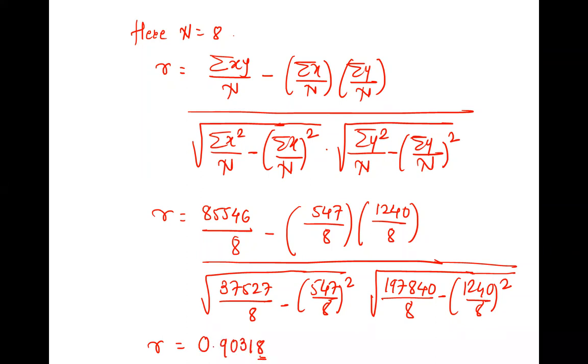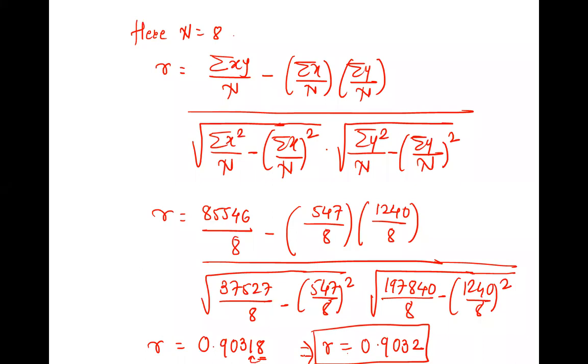0.90318. Because of this 8, it becomes 0.9032. If it is higher than 5, the number gets one more, and if it is less than 5, the number stays as it is. Okay, so this is your r, the correlation coefficient.